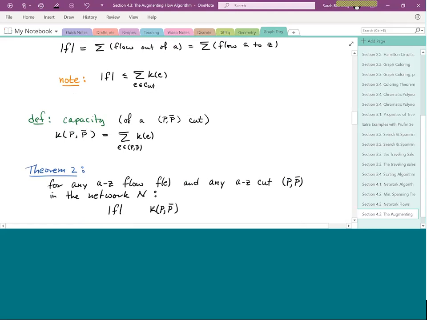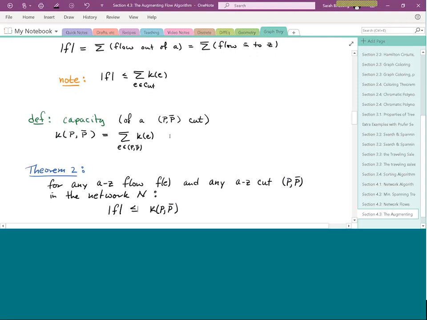Theorem 2 puts these last pieces of information together and says if you've got any AZ flow and any AZ cut in your network, it turns out the value of your flow, and this is where you get that upper bound, is always less than or equal to the capacity over which you have to travel. And that gets us to most of the definitions and preliminary theorems. We've got a little bit more of them, but before we get to the rest of the definitions and theorems, let us actually do an example of dealing with capacity.